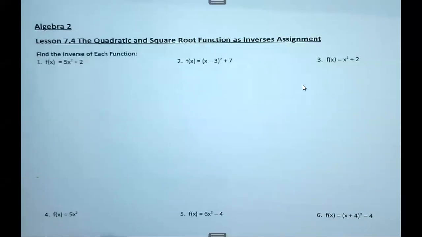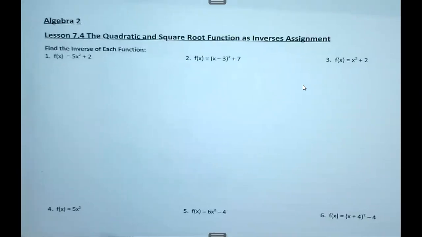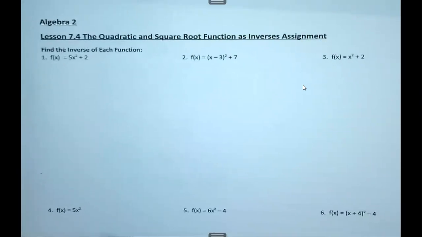Okay, I wanted to go over 7.4 with you guys. Please check this with your assignment and make sure you did them correctly. Your grades should be in gradebook so you can get into Parent Portal and check those.